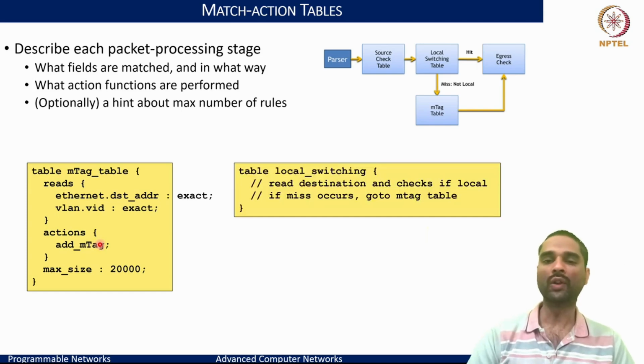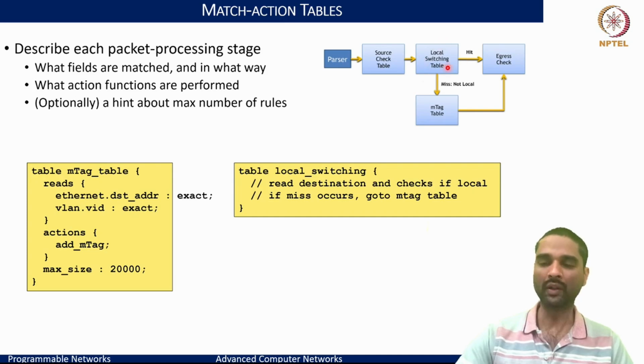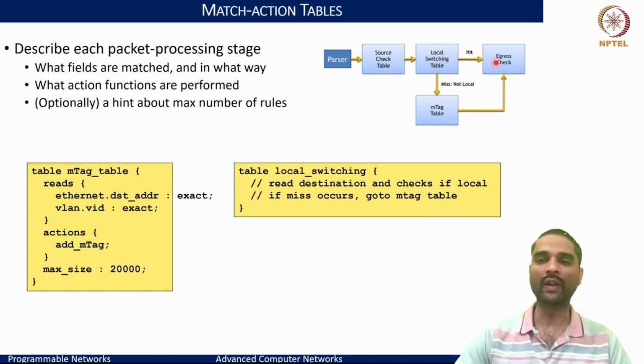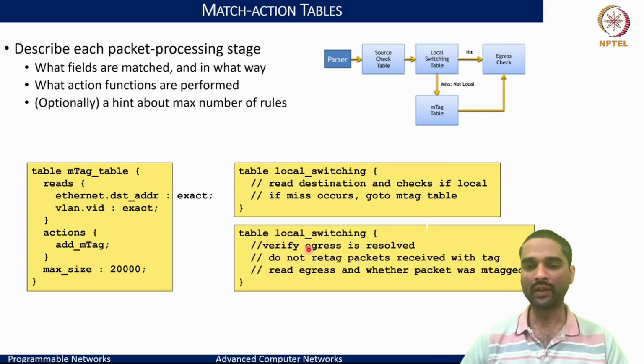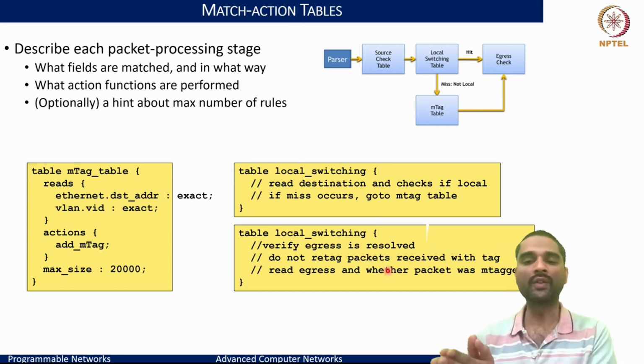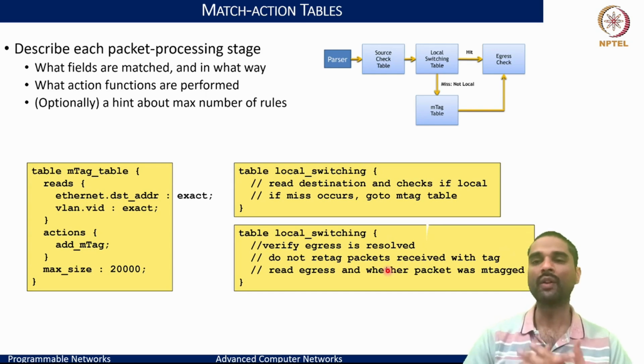And on the table local switching, it would read the destination and check if local. If miss, then it will go to the M tag table. So on a local table hit we take the default action, and on a miss we go to the M tag table, where we would look up this information and do further processing. And the table local switching would basically verify egress is resolved and not take the packets that are received with a tag. That is, if there is a packet with a tag, then it will be handled by the M tag.